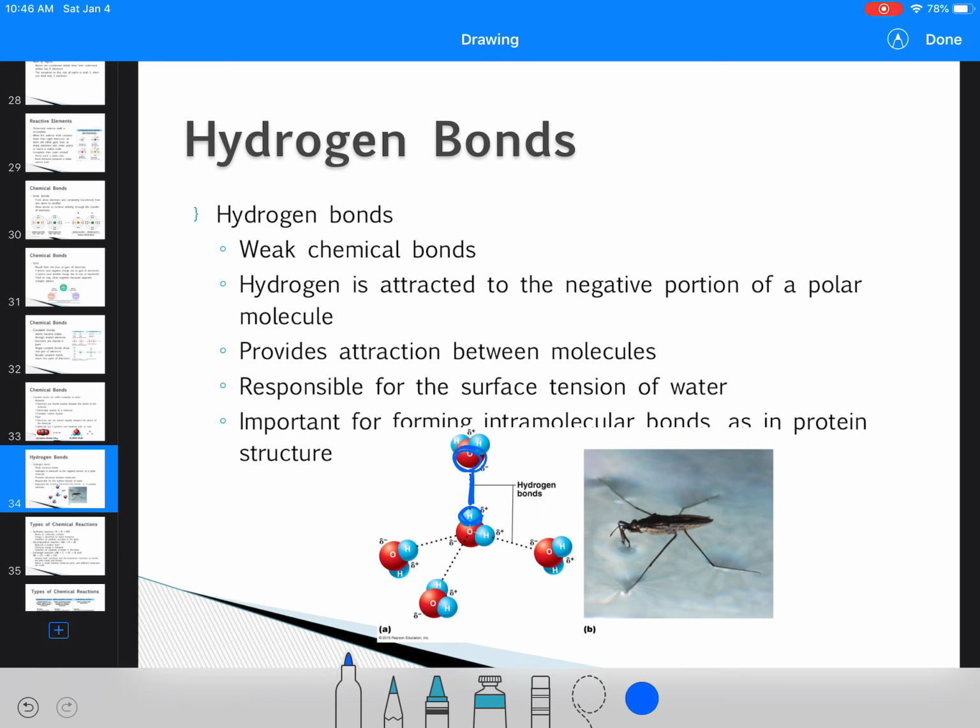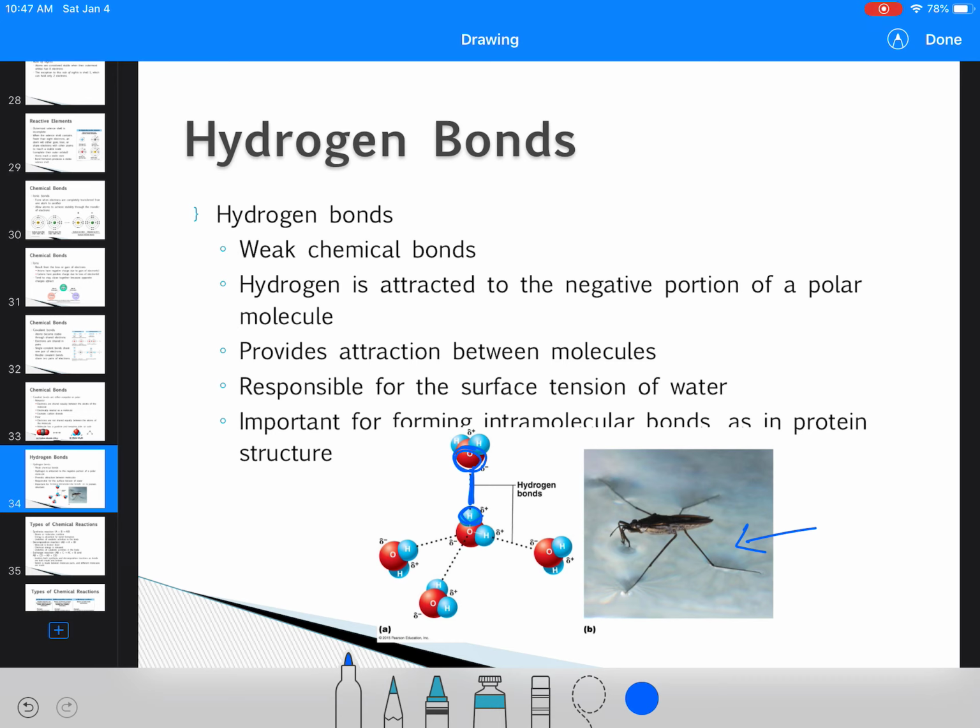Now, these hydrogen bonds are very, very weak bonds. They're not very strong at all individually, but when you put many, many of them together, like millions, like you would see in a glass of water or in a pond, then they can become fairly strong, and they can form things like water tension or surface tension of water, which you can see in this picture here. So surface tension of water is formed by those hydrogen bonds holding those water molecules together, and that prevents very light things from breaking through those hydrogen bonds and getting down into the water.